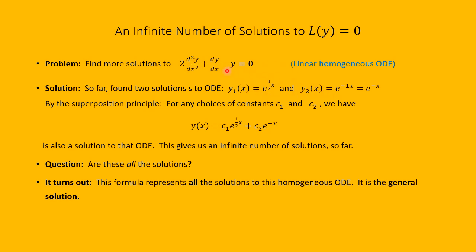But this is a linear homogeneous differential equation. So by that superposition principle that we just saw, if I take any linear combination of these two, such as c1 e to the half x plus c2 e to the minus x, where c1 and c2 are constants, this function, call it y of x, is also a solution to that ordinary differential equation. So at this stage, I can pick c1 and c2 to be any numbers whatsoever. There are an infinite number of choices for c1 and c2, so that gives us an infinite number of solutions to this differential equation. So we already have now an infinite number of solutions before us.